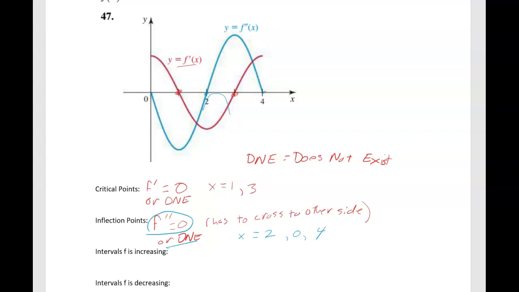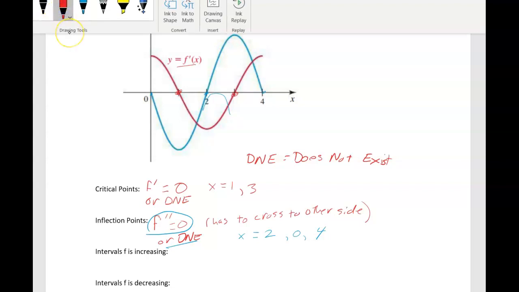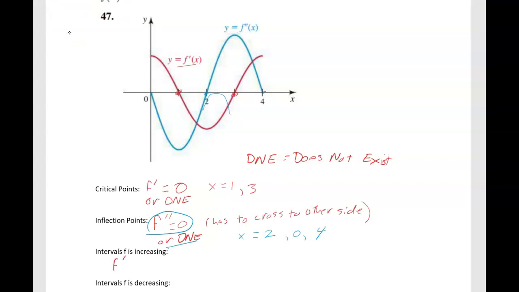Intervals where f is increasing and decreasing, we're going to go back to our other pen because that comes from the first derivative is positive, which means the first derivative is greater than 0, just the other way to say that, or it's above the x-axis. Those all mean the same thing.